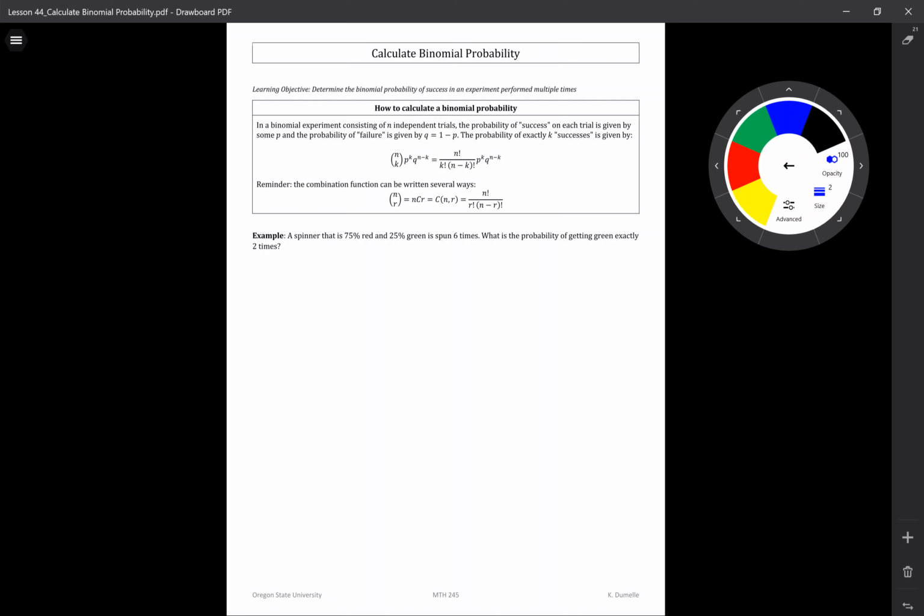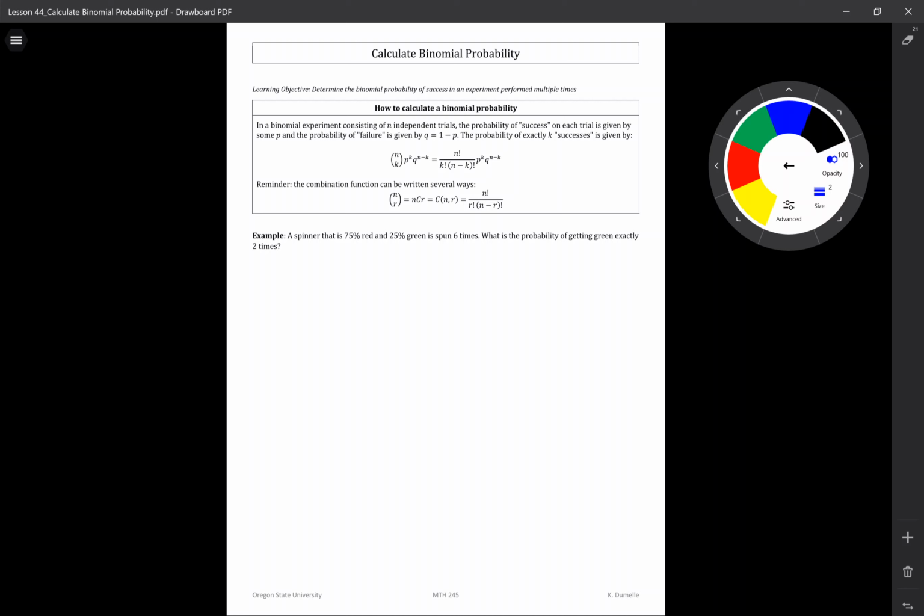So in a binomial experiment consisting of n independent trials, remember our trials have to be independent from each other, the probability of success on each trial is given by some p, so this p is our probability that we will get the result that we want. And the probability of failure is given by q, which is the opposite or the complement of p.